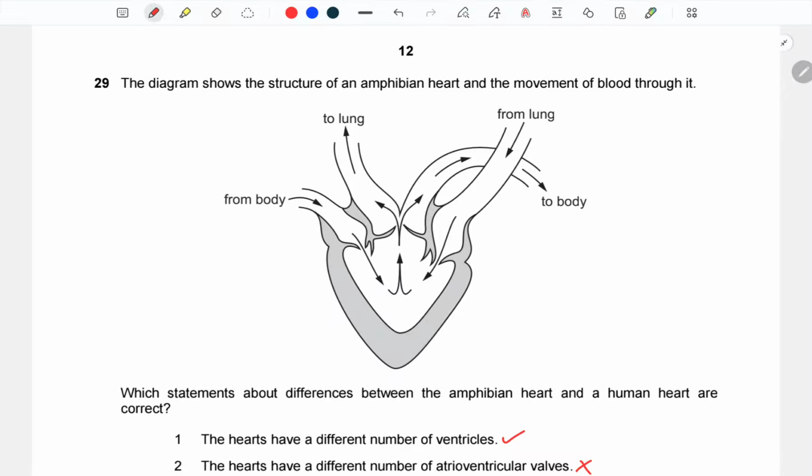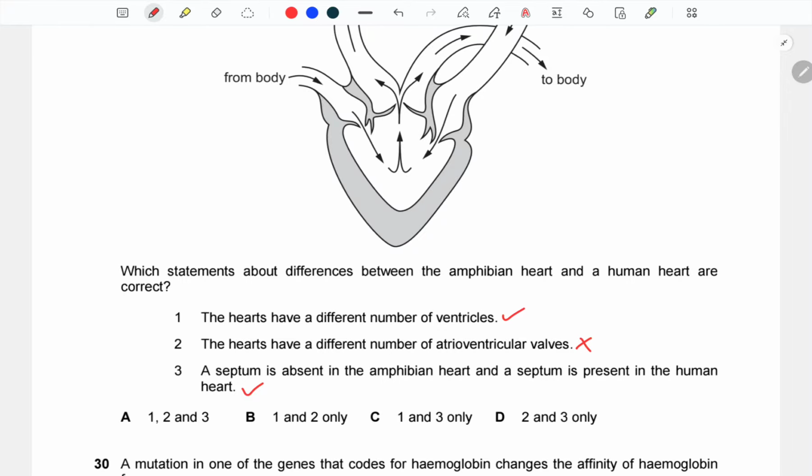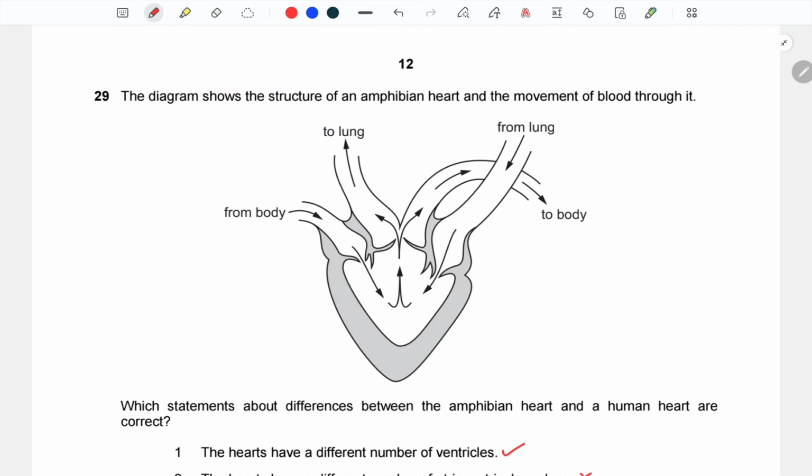Moving on, 29. The diagram shows the structure of an amphibian heart and the movement of blood through it. So this is our amphibian heart. This blood is coming from the lung, going to the body, going to the lung, coming from the body. Which statements about differences between the amphibian heart and the human heart are correct? The hearts have a different number of ventricles. That is correct. The human heart consists of 2 ventricles, however the amphibian heart only consists of this large one.